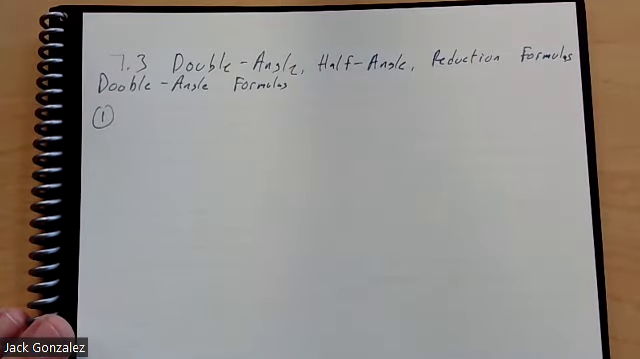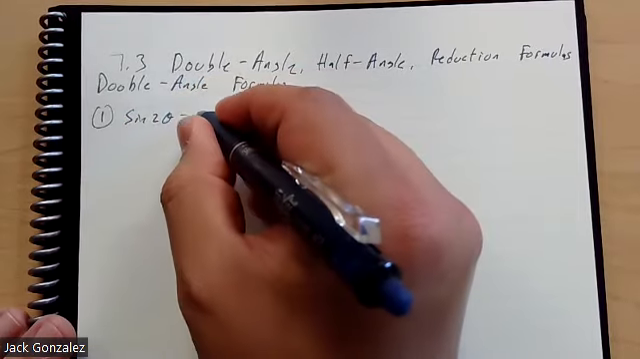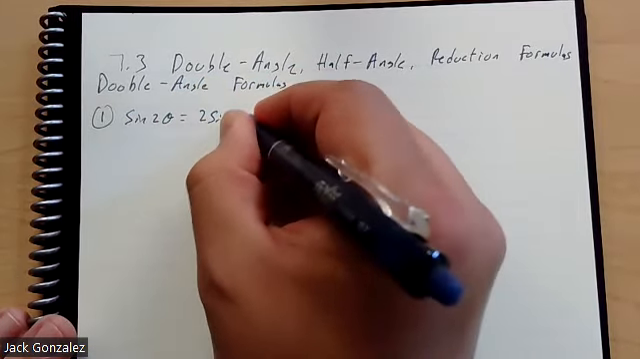So here's the first double angle. It's sine 2 theta. Sine 2 theta is equal to 2 sine cosine.